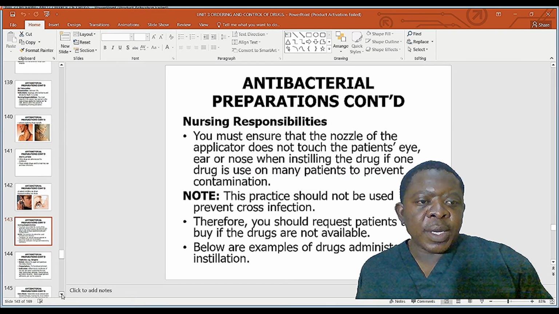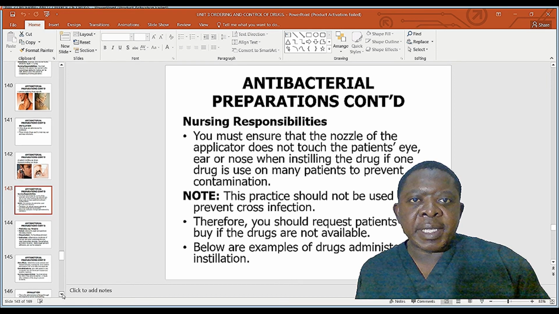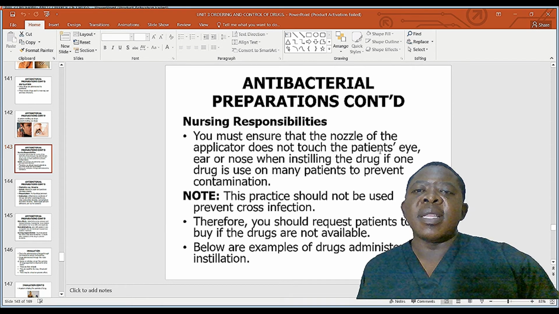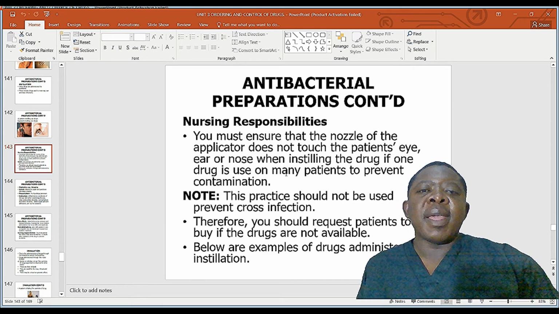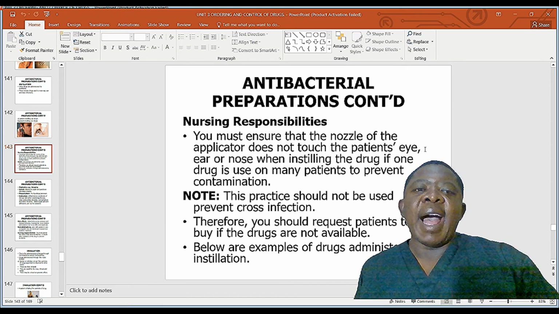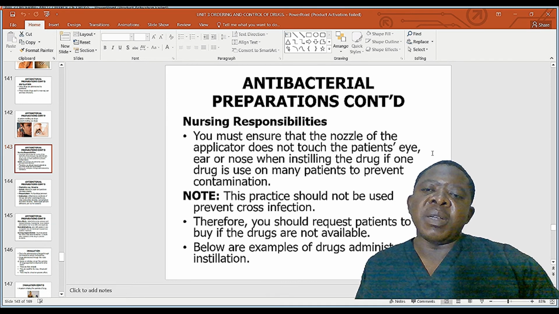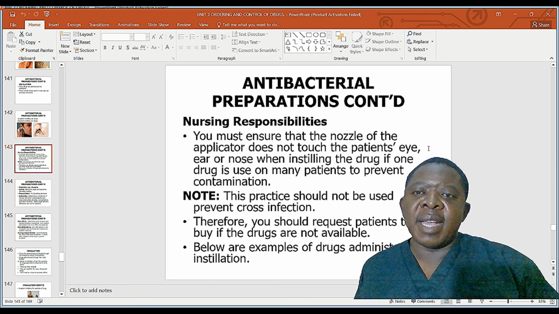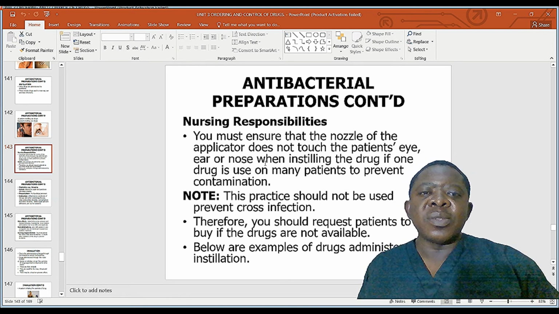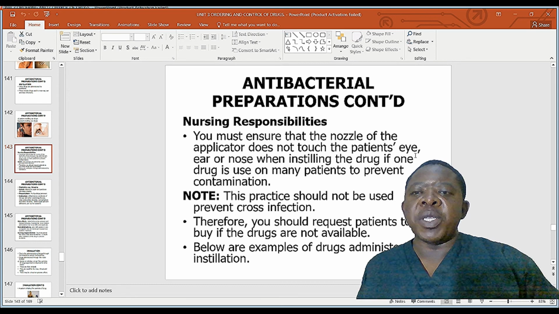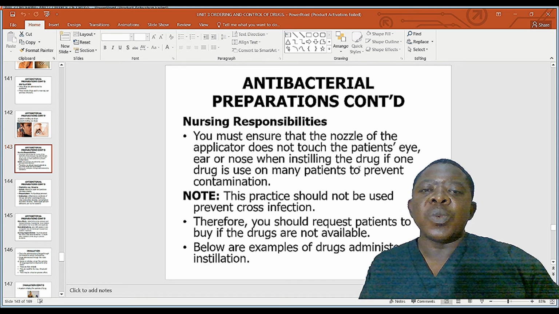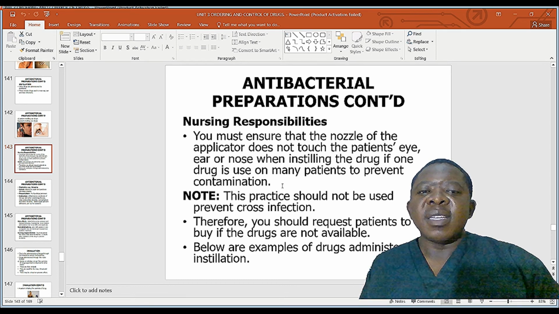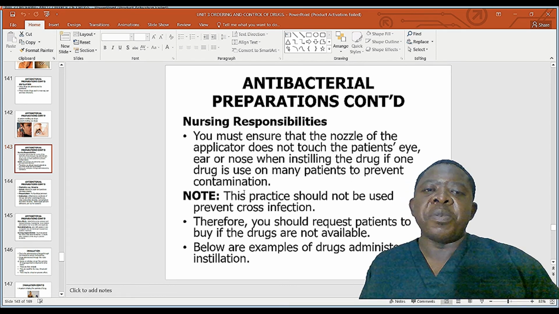So what are some of the nursing responsibilities when you give these instillation drugs? You must ensure that the nozzle of the applicator does not touch the patient's eye, as the drug would then carry the infection from the eye. So you must ensure that the nozzle of the applicator does not touch the patient's eye, ear, or nose when instilling the drug, especially if one drug is used on many patients, to prevent contamination.